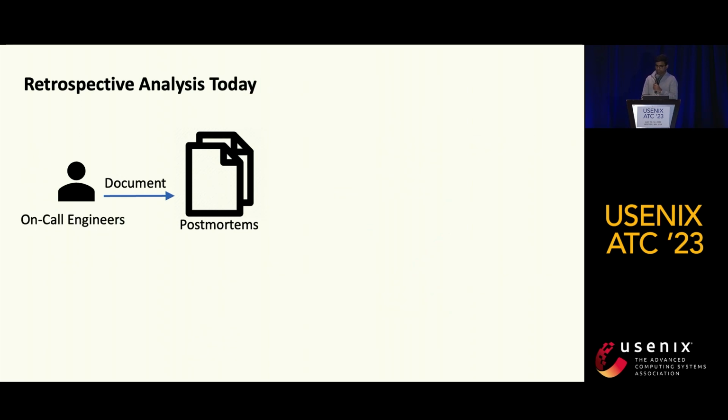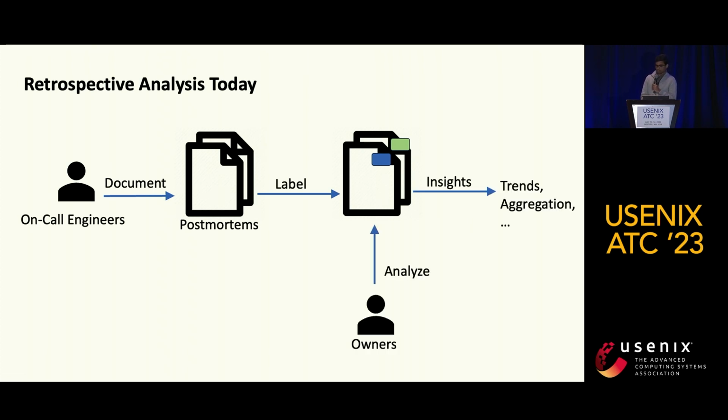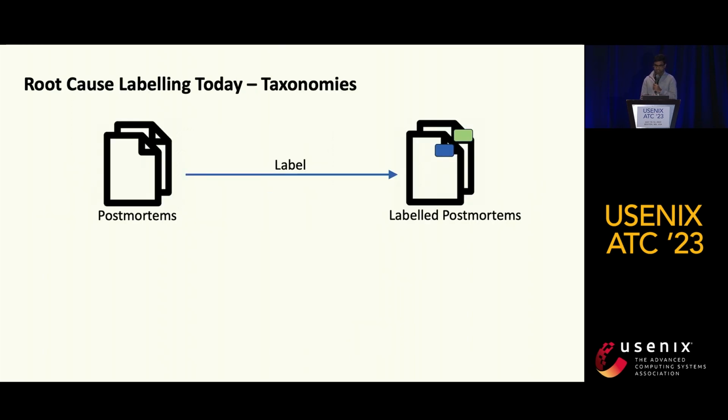Now, since postmortems are written in natural language, to perform these aggregations, engineers label postmortems with a root cause label, which can then be used by owners to query for reports with specific labels, aggregate them, and observe patterns and trends from past incidents. Today, all of this is being done manually. And specifically, let's focus on the task of labeling these postmortem reports.